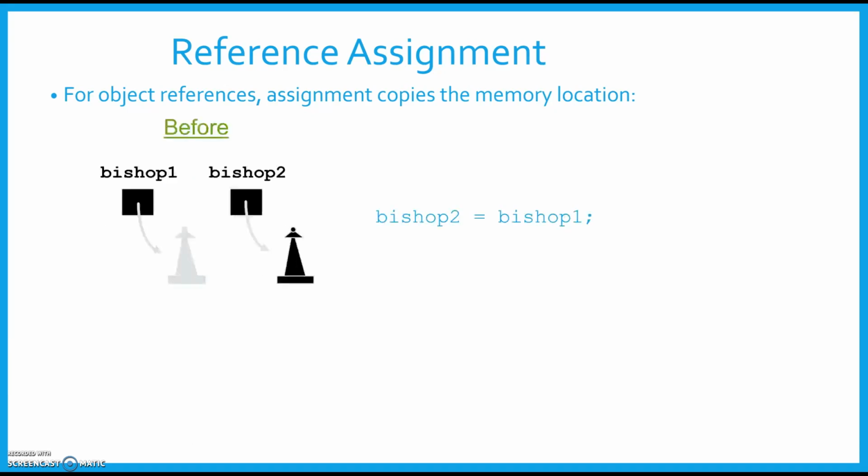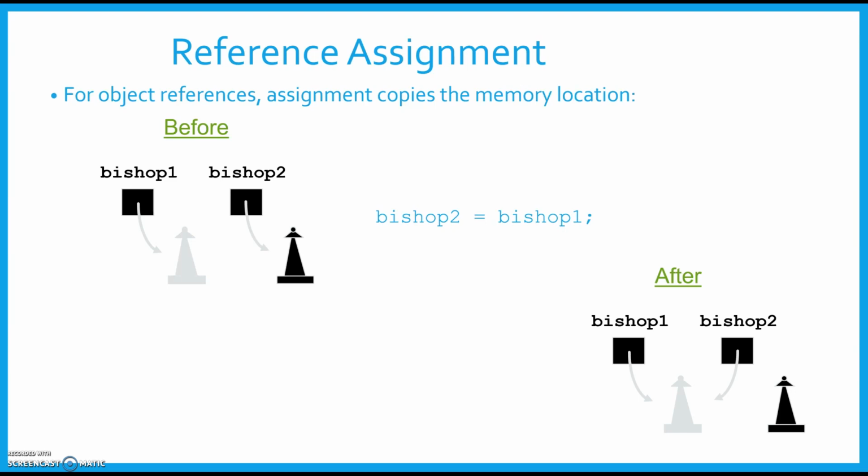So we can see in my example right here that I've got two objects. I've got bishop1, which points to the white bishop, and I've got bishop2, which points to the black bishop. If I do this simple assignment, bishop1 assigned to bishop2, look what happens. Now both bishop1 and bishop2 are pointing to the white bishop, and the black bishop is just lost in memory. It no longer has anything identifying or tying to it, so we can no longer access it.